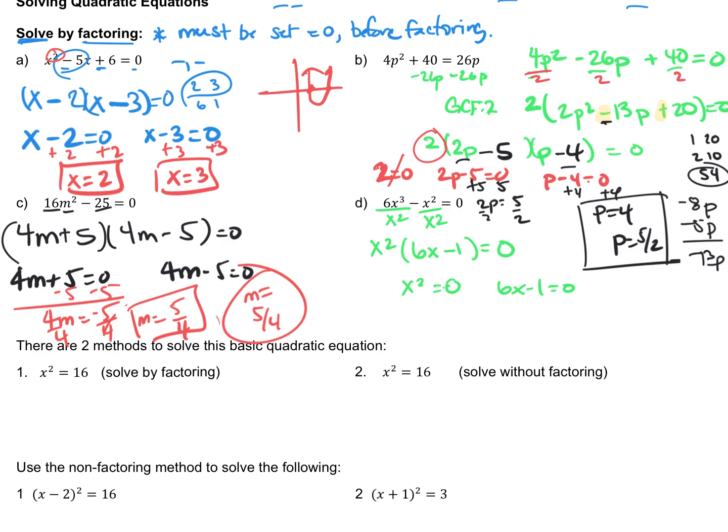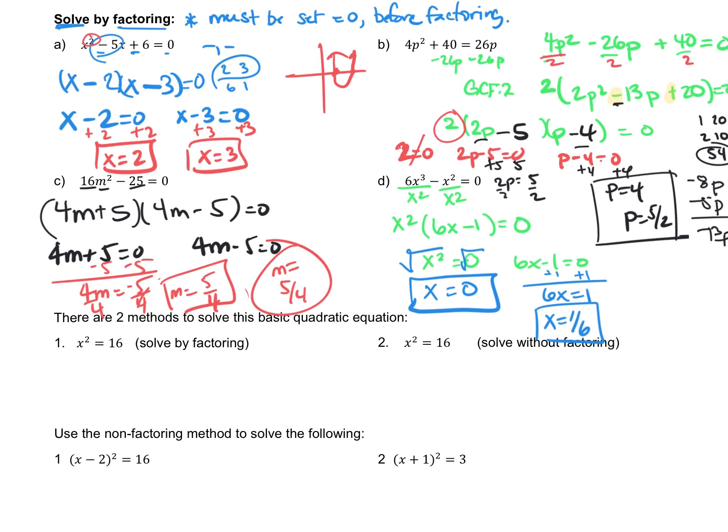So here we have a square. To undo a square, we take the square root. So we're going to take the square root of this, and the square root of that. Square root of x squared is just an x. Square root of 0 is just a 0. Solve for x over here. Add 1 to both sides. 6x equals 1. x equals 1/6. There's an answer. And there's an answer.